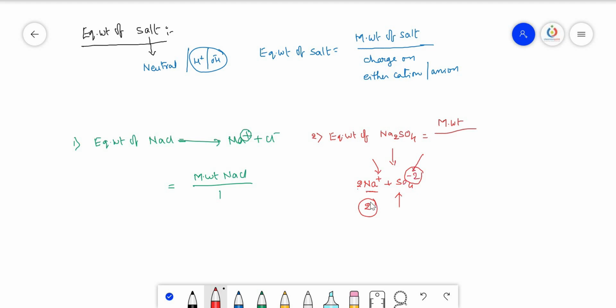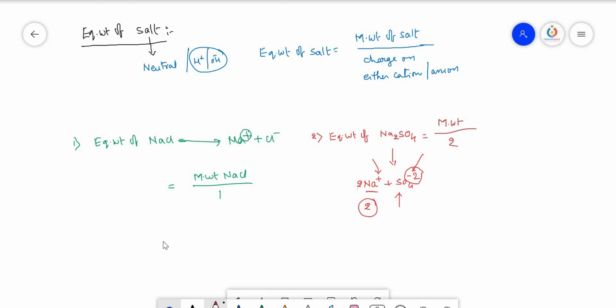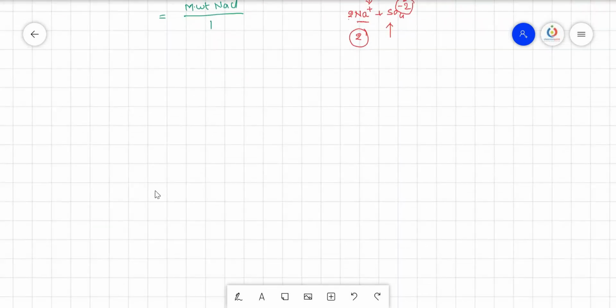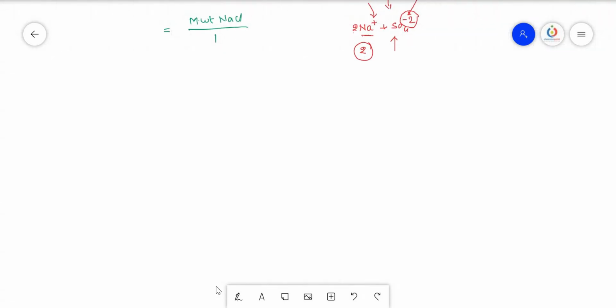Because in a neutral compound, the total positive charge equals the total negative charge. Hence, you can take either the charge on the cation or the charge on the anion. Here, the charge on the cation or anion is only 2. So, in this way, we can calculate the equivalent weight of the salt. Let us calculate the equivalent mass of an oxidizing or reducing agent.